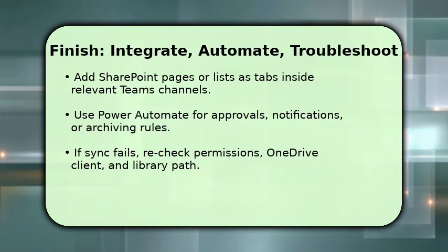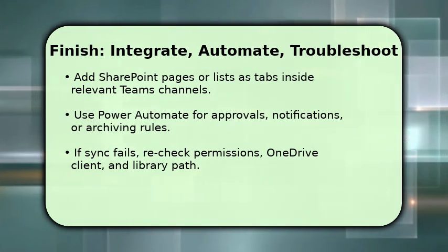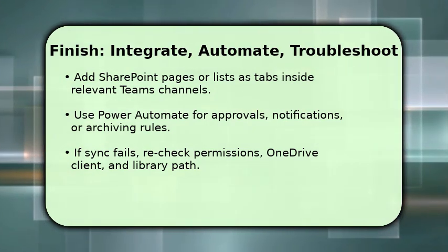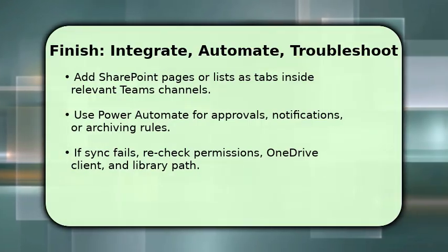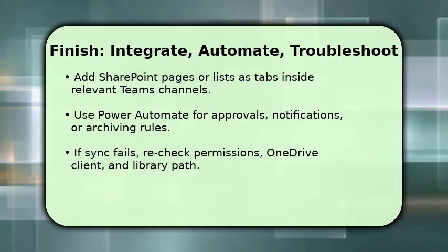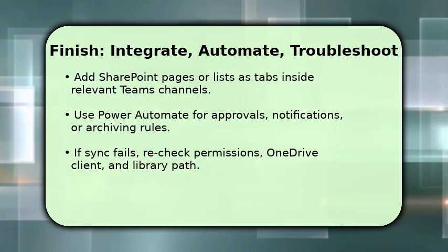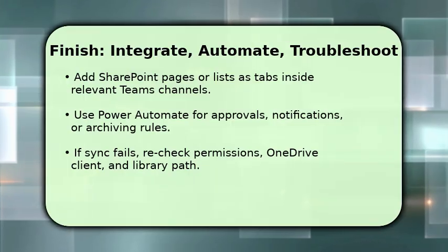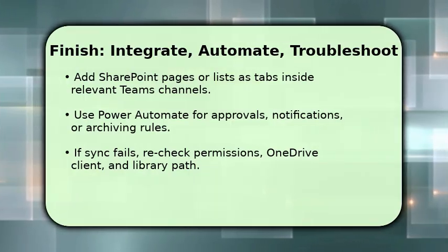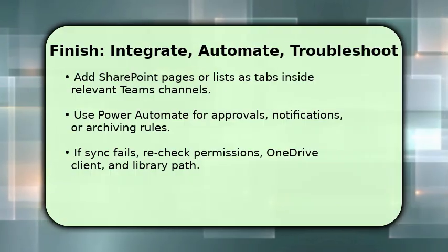Finish by integrating and automating. Add SharePoint pages, document libraries, or lists as tabs inside the team channel so everyone accesses the same content instantly. Then create simple Power Automate flows for approvals or notifications to remove manual follow-ups. Make sure to train teammates on where to save files and how to use tabs.